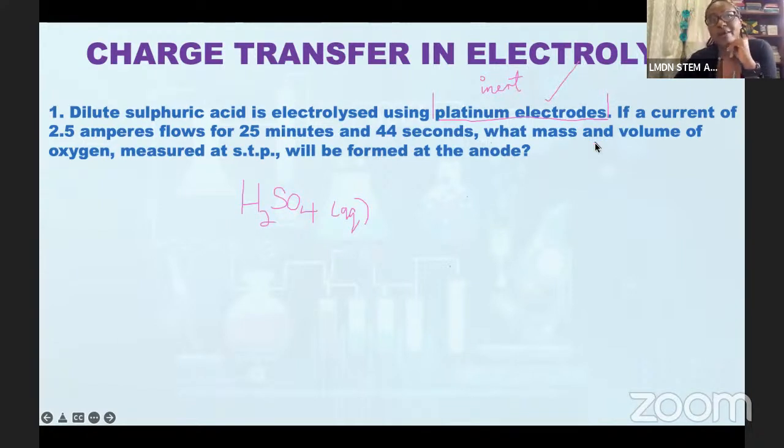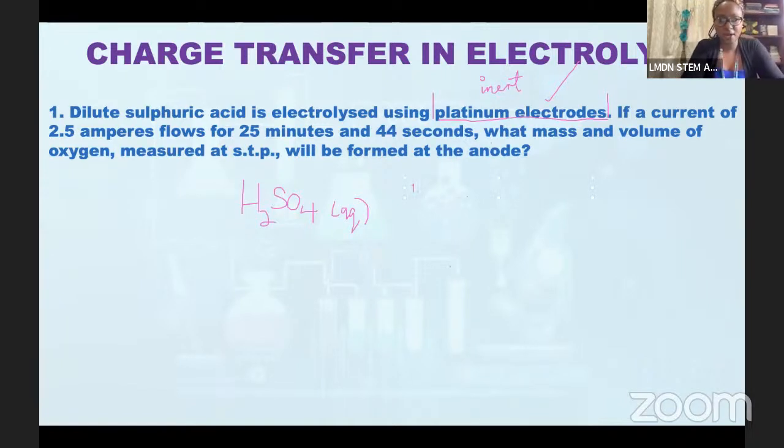Now we're electrolyzing dilute sulfuric acid. This is our electrolyte. It's dilute sulfuric acid, it's aqueous. So let's spend some time right now to identify what our ions actually are, because the next step would be to calculate. Let's standardize the procedure that we're going to use.